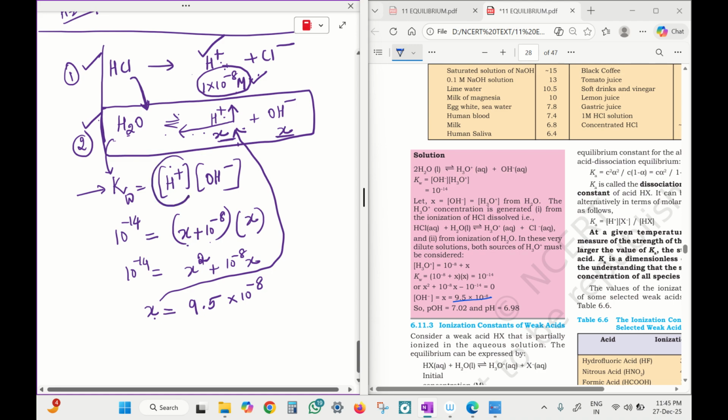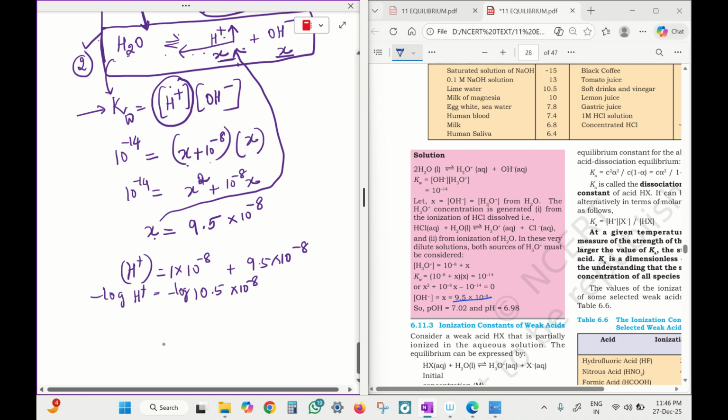But what is the total amount of H plus? The total amount of H plus happens to be 10 to the power minus 8 plus 9.5 into 10 to the power minus 8. So you sum it up and take the negative logarithm of it. When you sum it up, 1 into 10 to the power minus 8 plus 9.5 into 10 to the power minus 8 will become 10.5 into 10 to the power minus 8. So take the negative log of H plus, and what you get here will become 6.98.